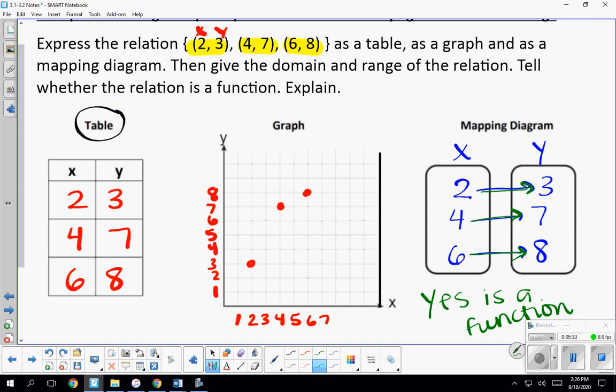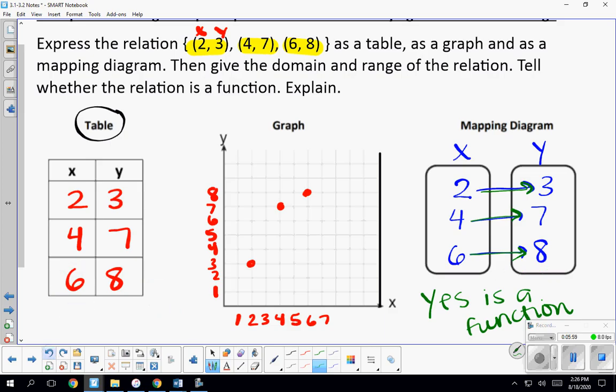If we were to have, let's say, another ordered pair, like 6, 10, now this is not a function because this input has 2 separate outputs, and that's not allowed. If we were to write that on our mapping diagram, 6 would have 2 different outcomes, and that would not be a function.